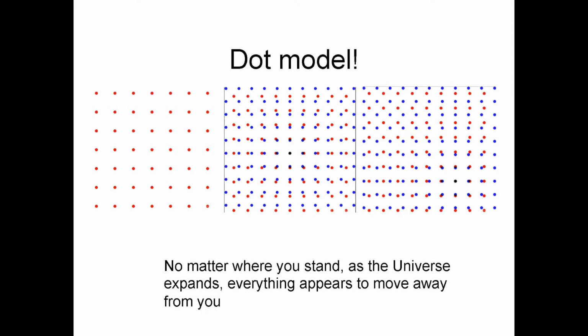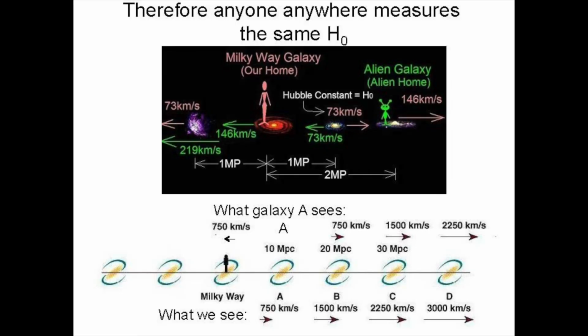So that's the idea behind the Hubble-Lemaitre law. The galaxies we measure moving with respect to us, but in fact, no matter where we're standing, we would measure the same thing. Slide 8 shows the same idea with a cute little Martian.